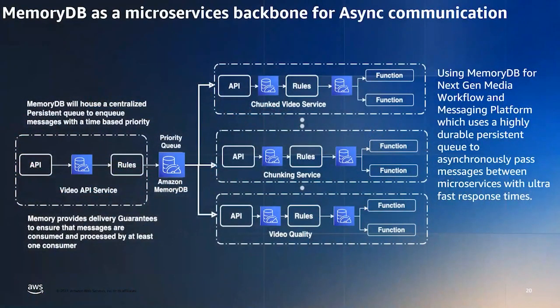Here you use MemoryDB to create a highly durable message queue to asynchronously pass messages between microservices and support high throughput. In this diagram, we use MemoryDB as a priority queue for asynchronous communication between microservices in a media processing application. The video API service communicates asynchronously by placing a message in the durable MemoryDB queue, making it ready for consumption by other chunking services. This guarantees message delivery and consumption and avoids any data loss. There is zero maintenance of the queue itself.